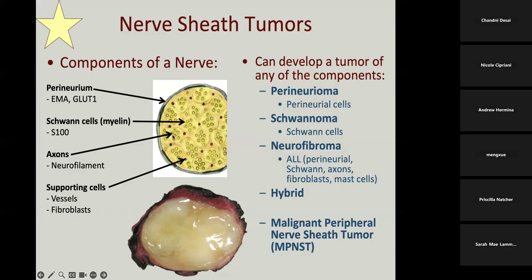You can sometimes in nerve sheath tumors get actual axons interdigitating in them, and certainly supporting cells like vessels and fibroblasts. So we can have perineurioma, schwannoma, neurofibroma, which has components of all of them, and then hybrid perineurioma schwannoma, which we will see. Malignant variant of all of them is malignant peripheral nerve sheath tumor that can sometimes show Schwannian differentiation, that can sometimes show perineurial differentiation.